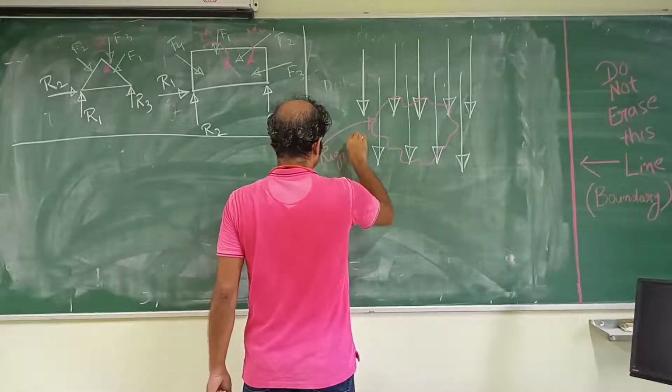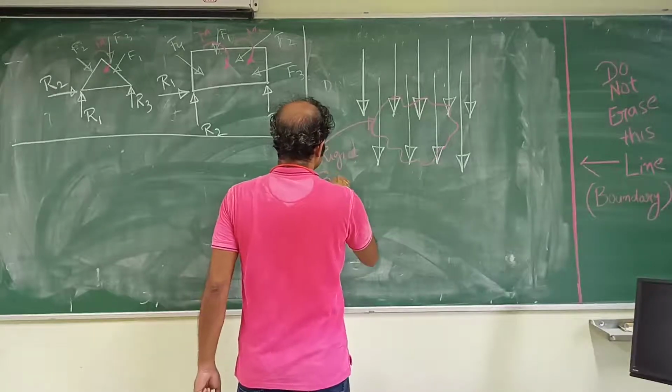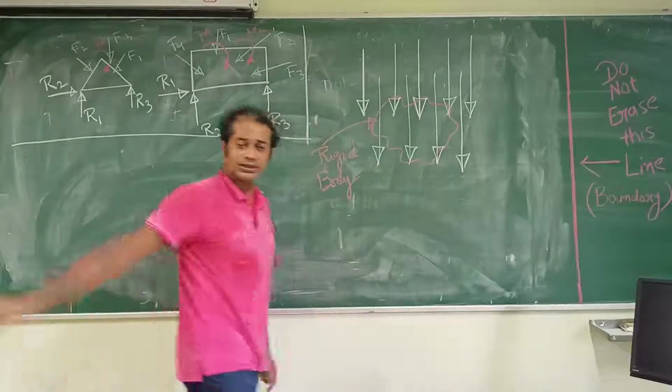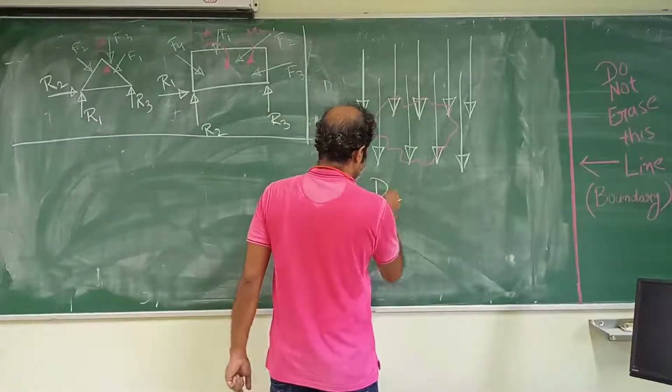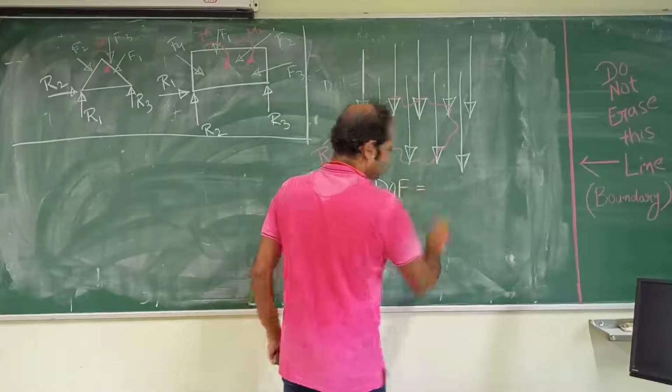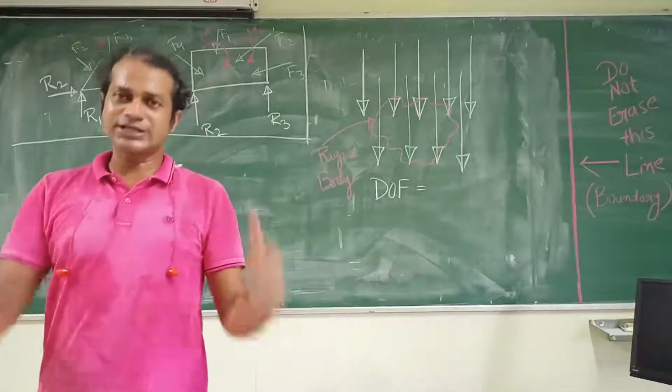Now onwards, we'll be just talking about the rigid body, nothing other than that. It is a rigid body. So kindly tell me what is the degrees of freedom of this body. Are you understanding the problem?